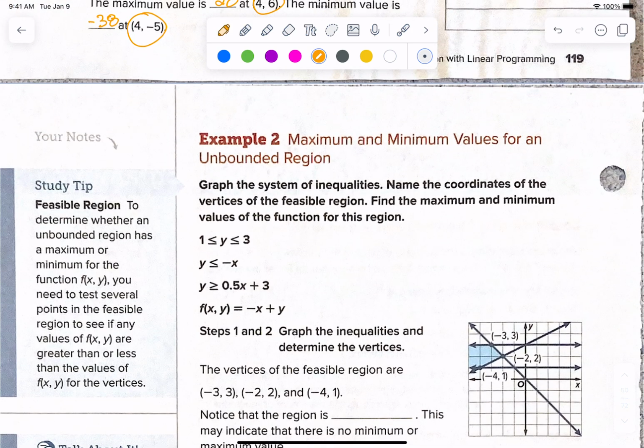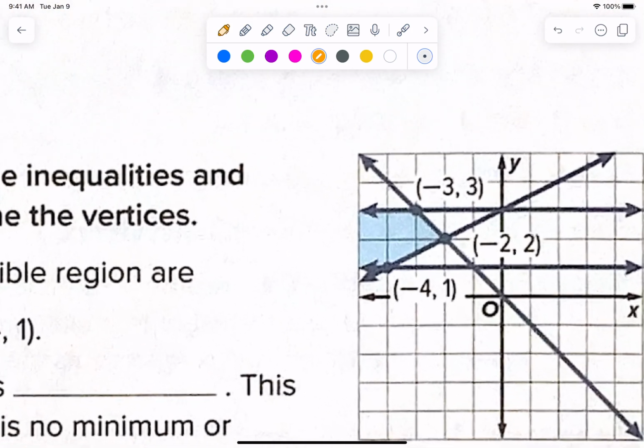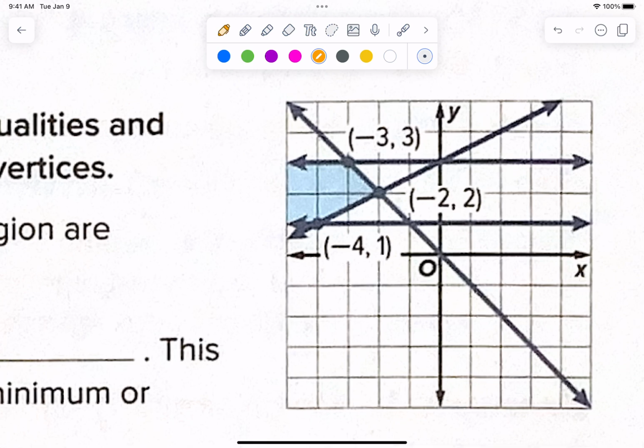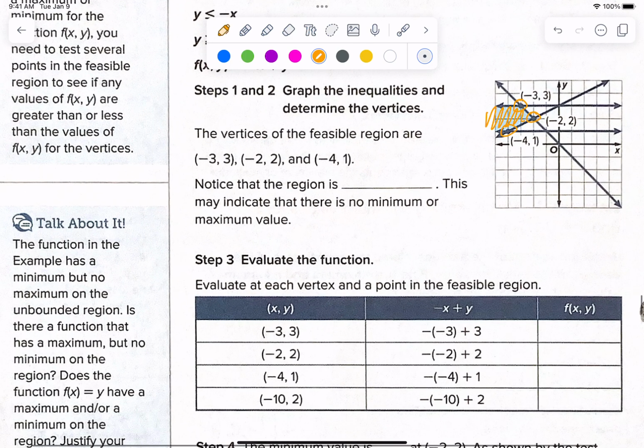Example 2. What happens when we have a region that doesn't have a boundary? Unbounded. It's unbounded. We have 3 points right here. We're just going to plug those 3 points in and find the maximum and minimum. Got it? Easy.